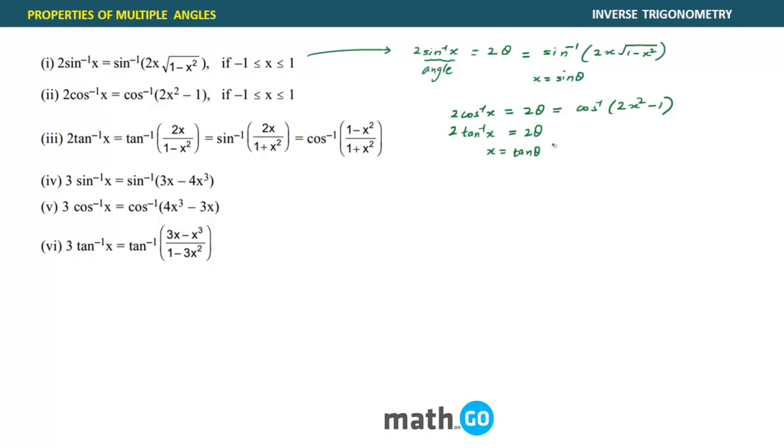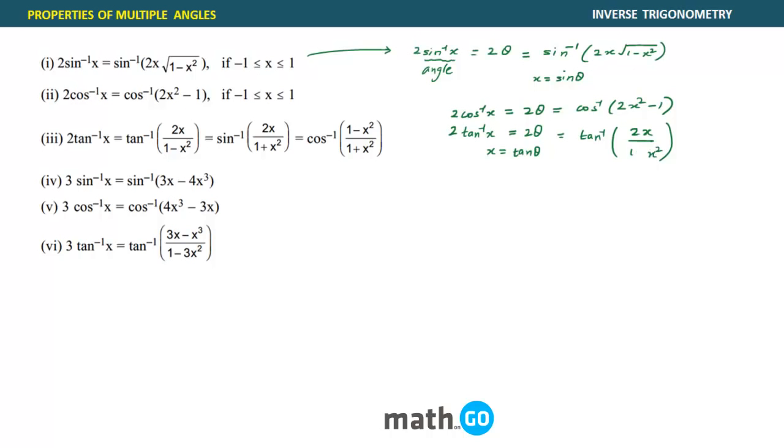So what is the formula for tan 2 theta? Yes, it is nothing but 2 tan theta upon 1 minus tan square theta. So just place tan inverse of 2 tan theta upon 1 minus tan square theta. So this is the formula, and this is the value that you will use for calculating this particular value.